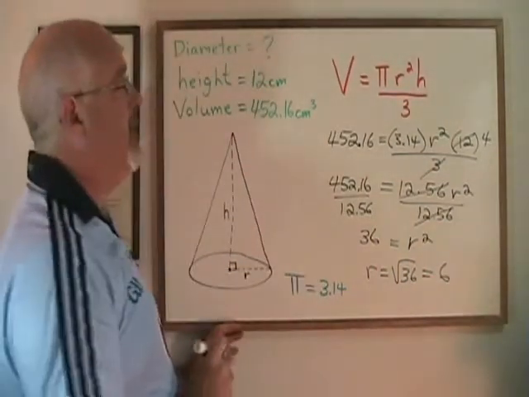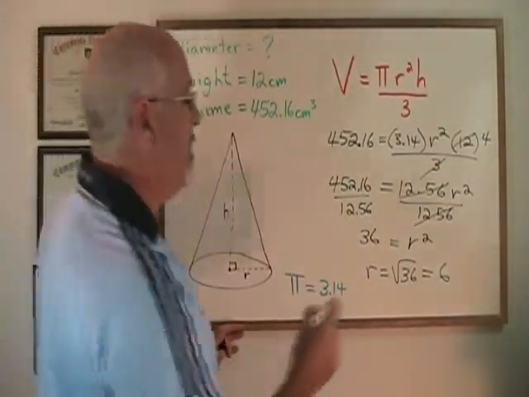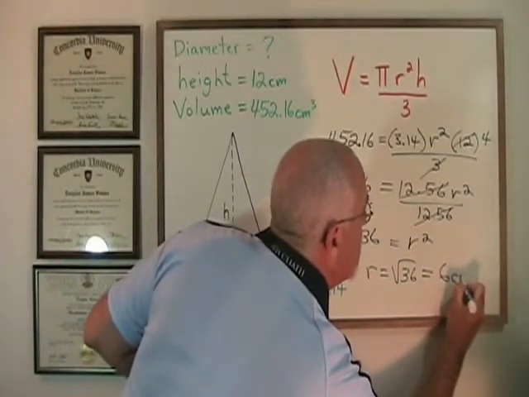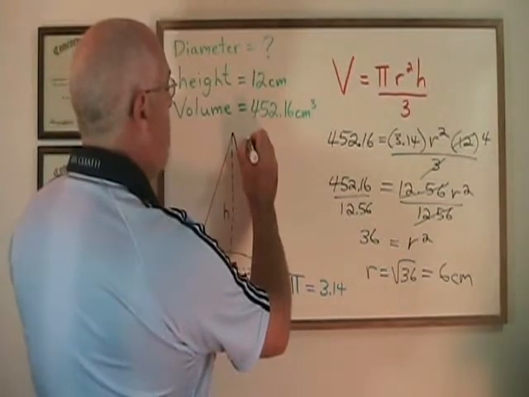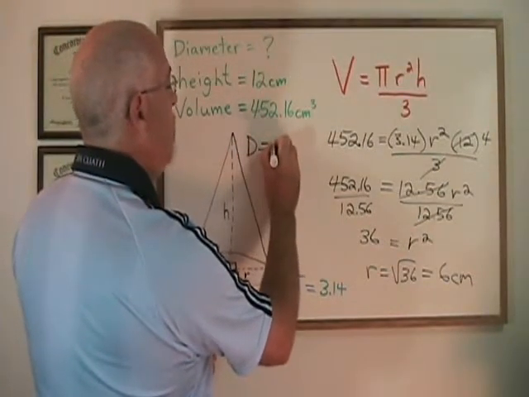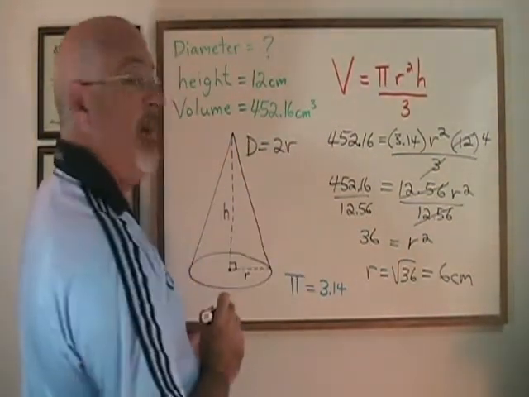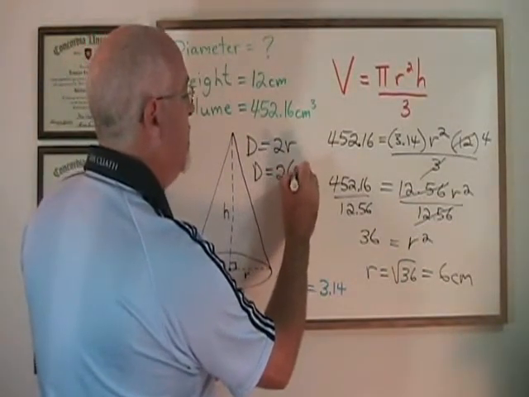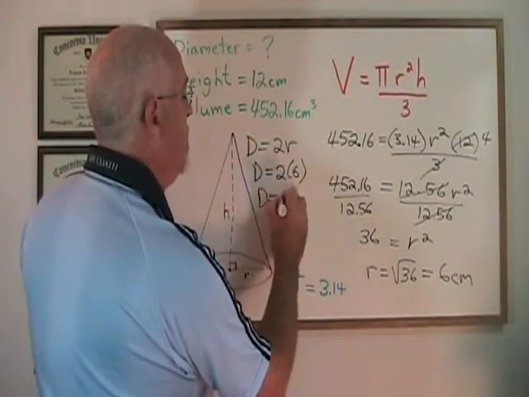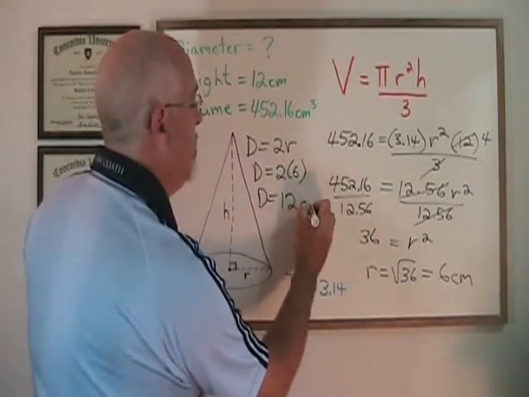And of course, since we started with centimeters and centimeters cubed, this is a 6 centimeter radius. Finally, since the diameter is equal to twice the radius, in this case the diameter is equal to 2 times 6, which is 12 centimeters.